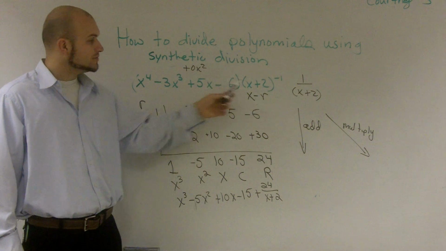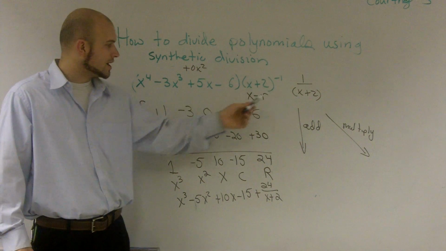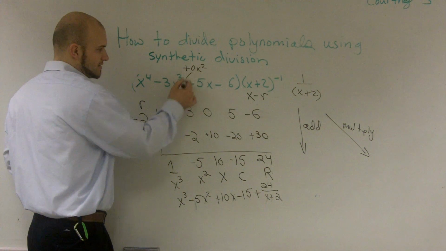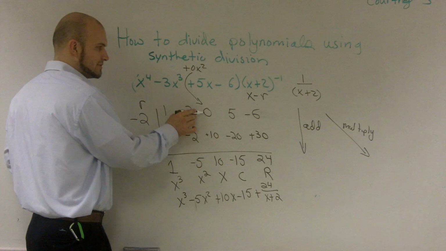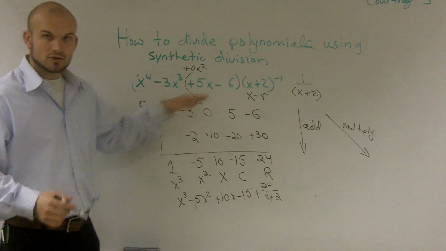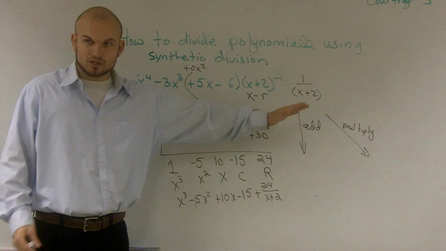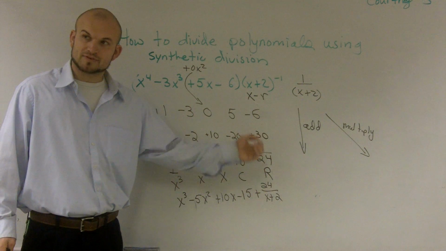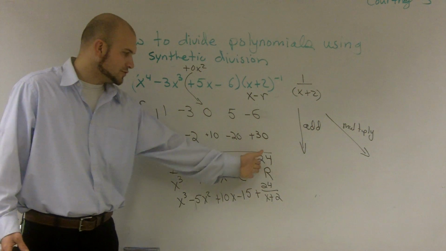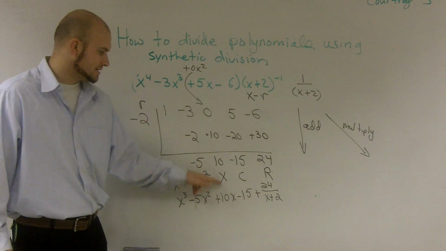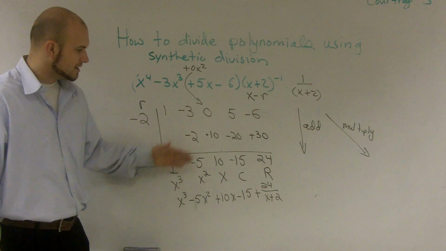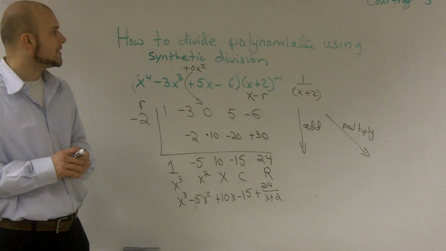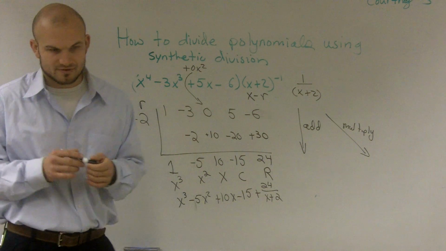So the main important thing is to always remember your key points. R is always going to be the opposite. You have to make sure it's in the form of x minus r. You take your coefficients. If you're missing a coefficient, you have to represent that with a 0. You follow the process, which is pretty easy: add and multiply. Then your last number is your remainder. If it's 0, then your remainder is 0. Then you work backwards to get your constant, linear, quadratic, cubic. Those are the coefficients, and you write your equation. So that's how you divide polynomials using synthetic division.